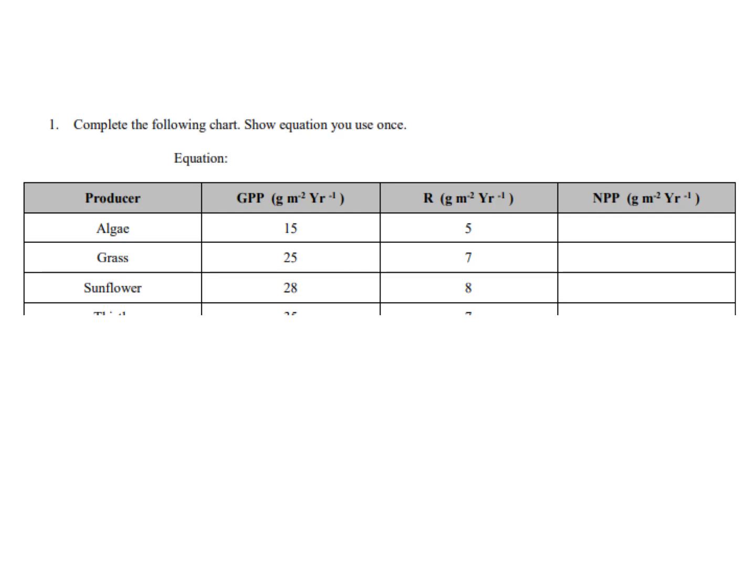So the first thing you're going to do for the GPP and NPP worksheet is fill out this chart. It says complete the following chart, show your equation, use once. So you basically need to calculate what the NPP is. That equation is going to be the NPP is equal to the GPP minus the respiration rate, or R.